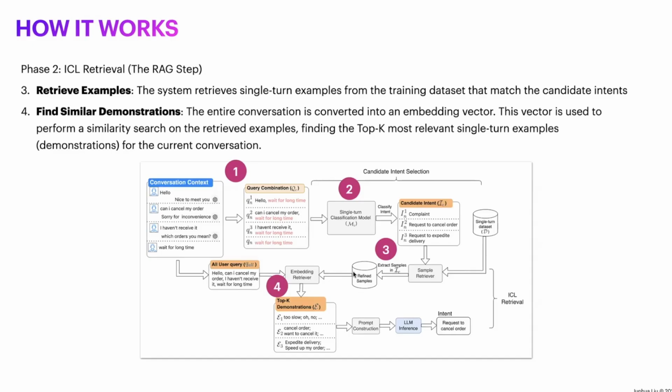We will convert the examples into embeddings. Here we will combine all the user queries. There are four utterances, four exchanges, so we just take all four: hello, can I cancel my order, I haven't received it, waited for a long time. We combine this, vectorize it into its own embedding, and then use a similarity score to rank the top demonstrations. Here are the intent samples. This is the combined query, and we rank them based on similarity, finding similar demonstrations.